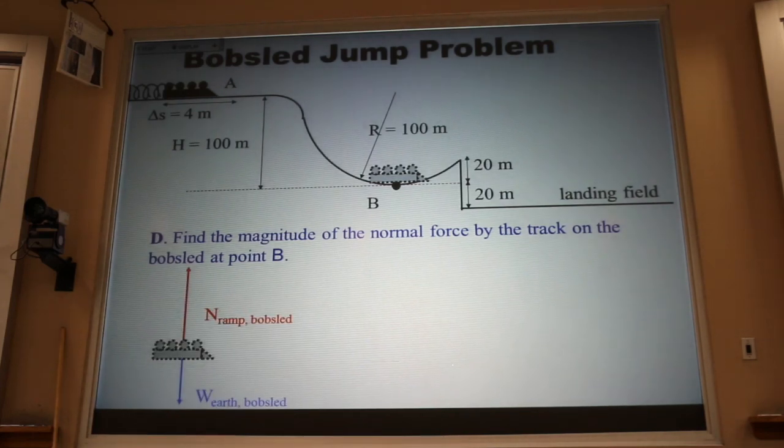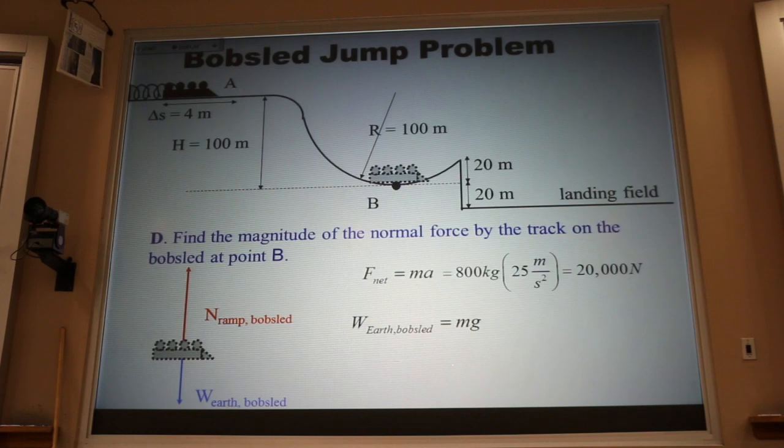If we draw a free-body diagram for that bobsled, it had better scream up, and that's because there's an acceleration up. How loud should the scream be? Well, that's given by F net equals ma, where the mass is 80 kilograms and the acceleration is 25 meters per second squared up. That means this diagram has to scream up by 20,000 newtons. That's quite a scream. Now the weight force is just mg, that's just 8,000 newtons.